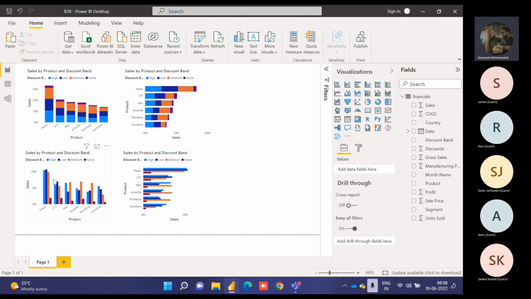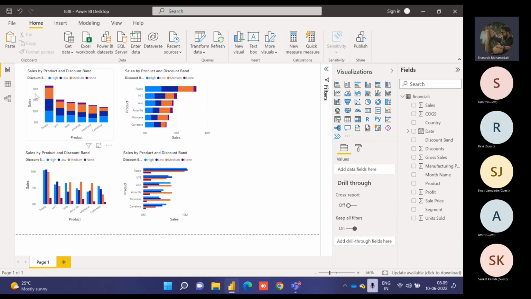So you have orange for medium, dark blue is for low, high has the light blue color, none has this purple or violet color. So when we have the categories one beside the other represented like this, it is called clustered and this is called stacked.